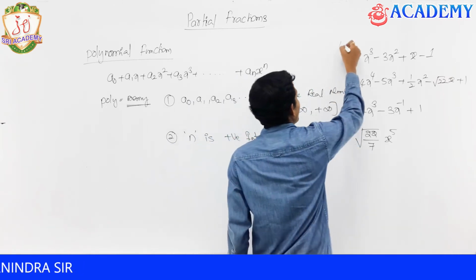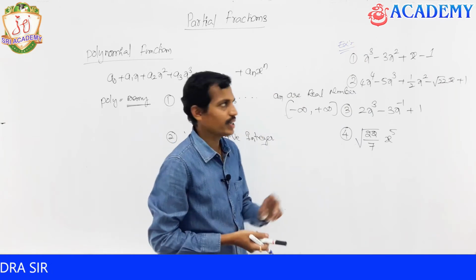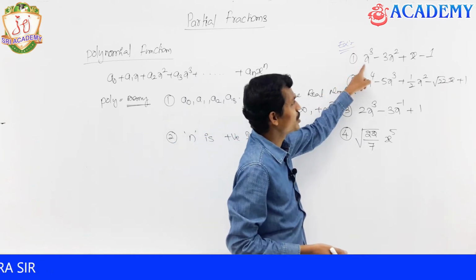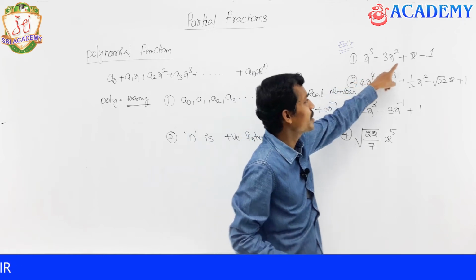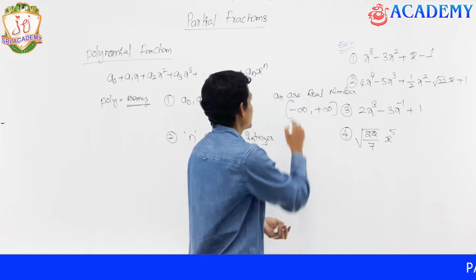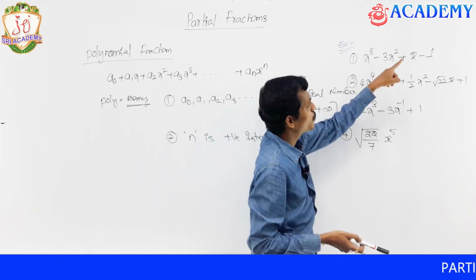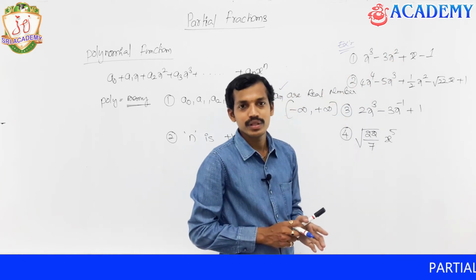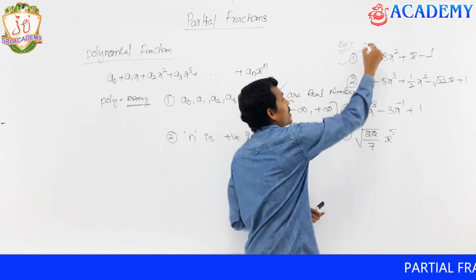In the first example, we will check these two conditions. The coefficients of the x variables are 1, minus 3, plus 1, minus 1. These are all real numbers, which means the first condition is satisfied. The powers are 3, 2, 1, 0. These are all integers. That's why both conditions are satisfied, and this is a polynomial function.